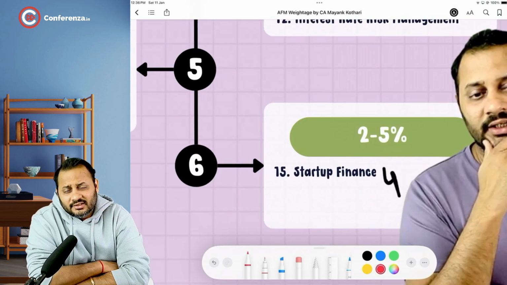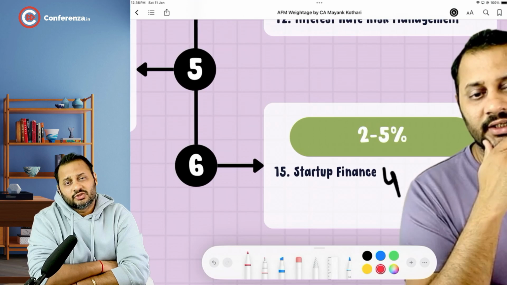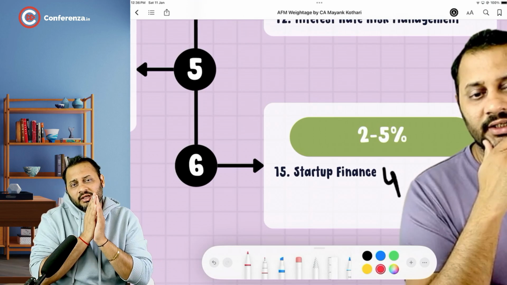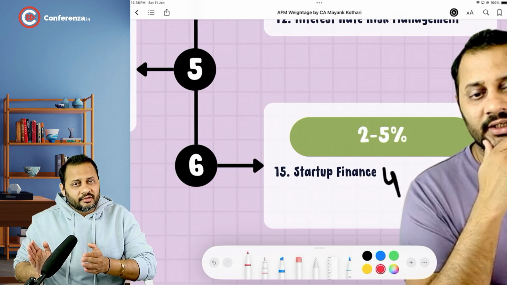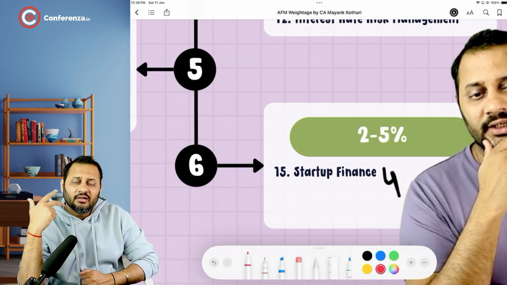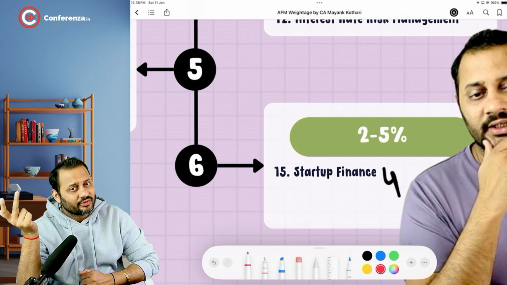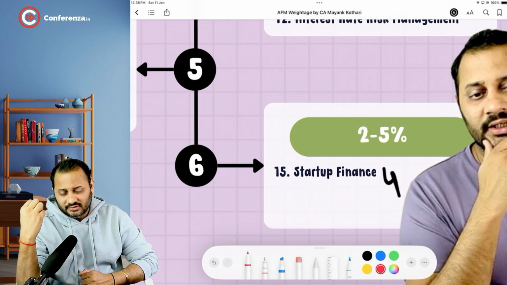Startup finance is another important chapter, a pretty small chapter. Confirm, a 4 marks question will be asked, and that too theory. So there are some chapters, I will just mark them now, which you can keep aside and make sure that you are pretty good at, because they are small, can be covered in less time, and 100% we can say that questions will be asked on them. So why not secure those 30-40 marks, right?